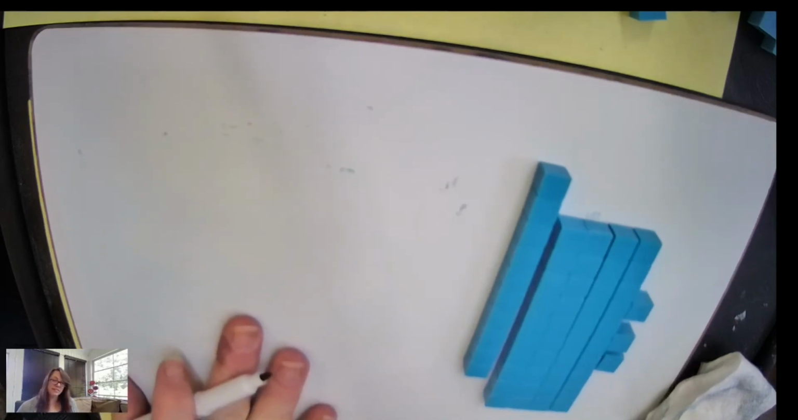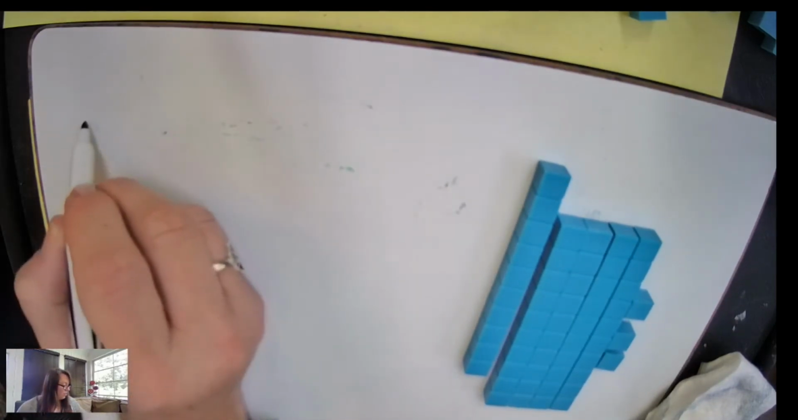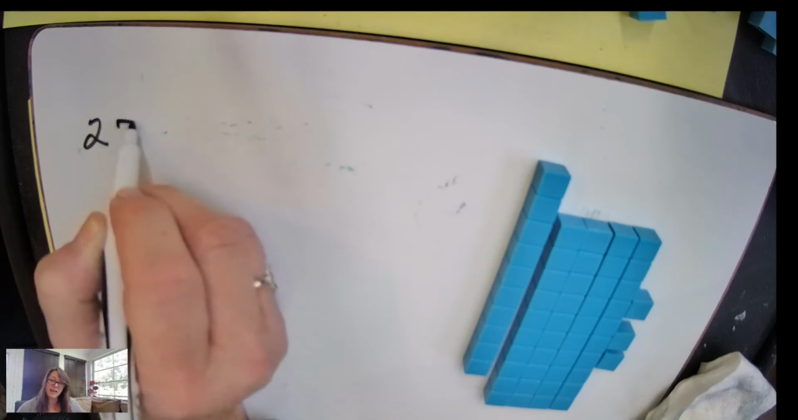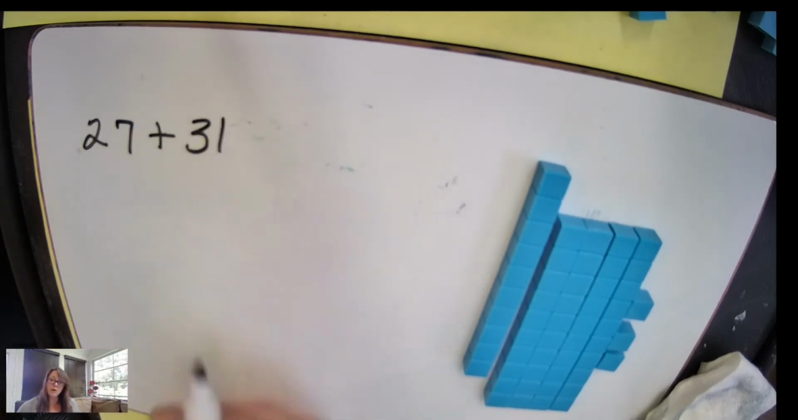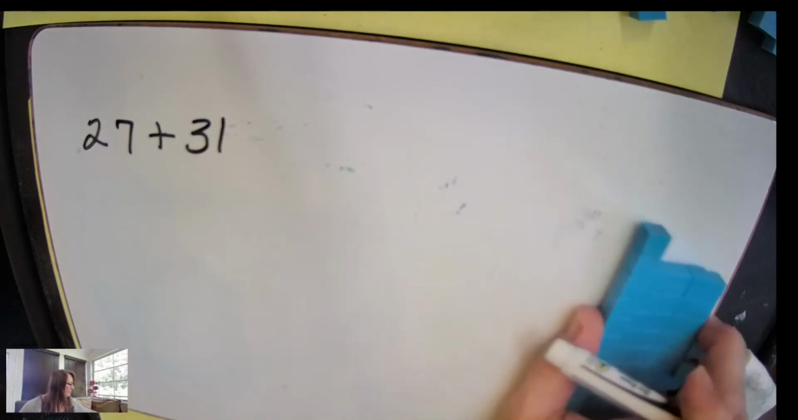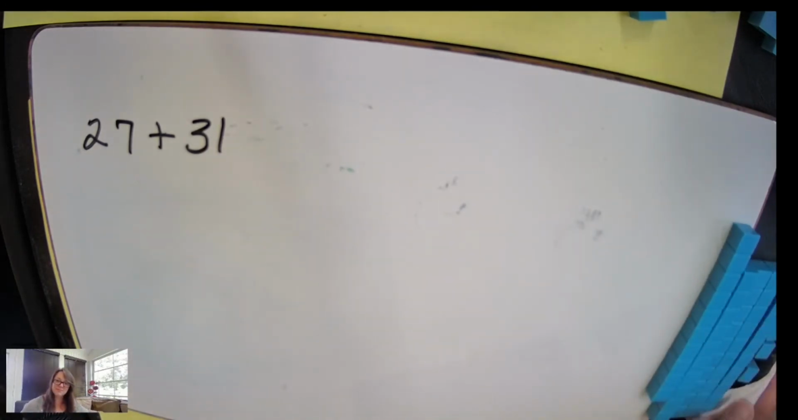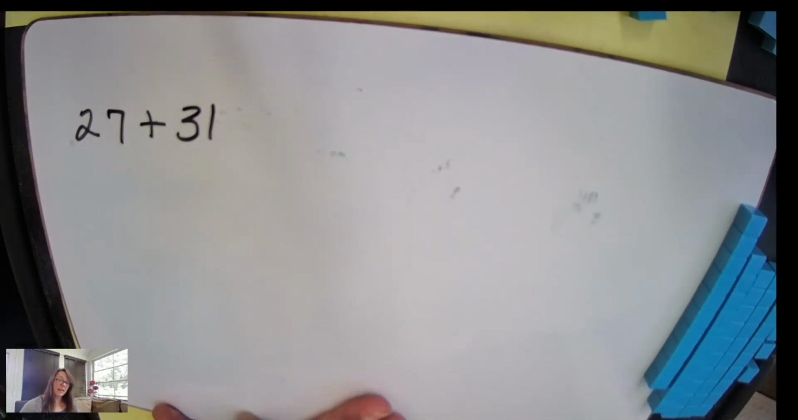This one is 27 plus 31. Have you thought of an answer? Great. Cameron, tell us what you think the answer to 27 plus 31 is.